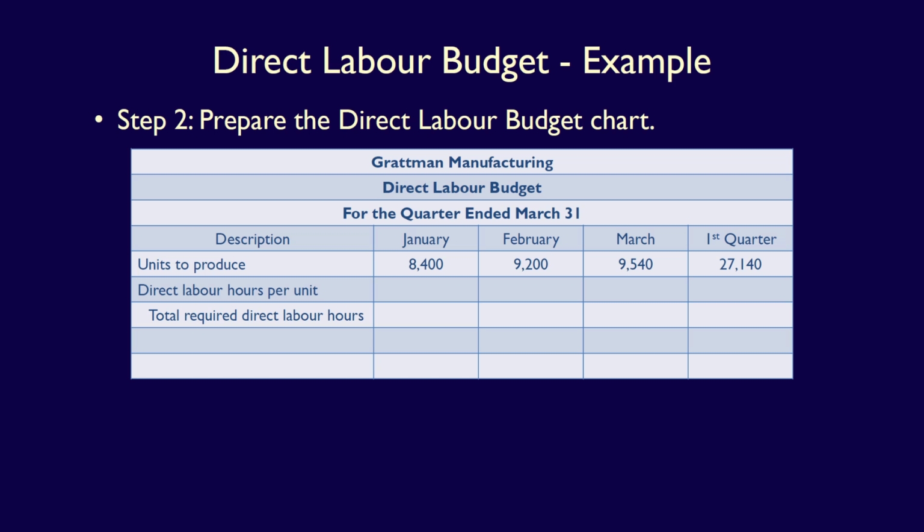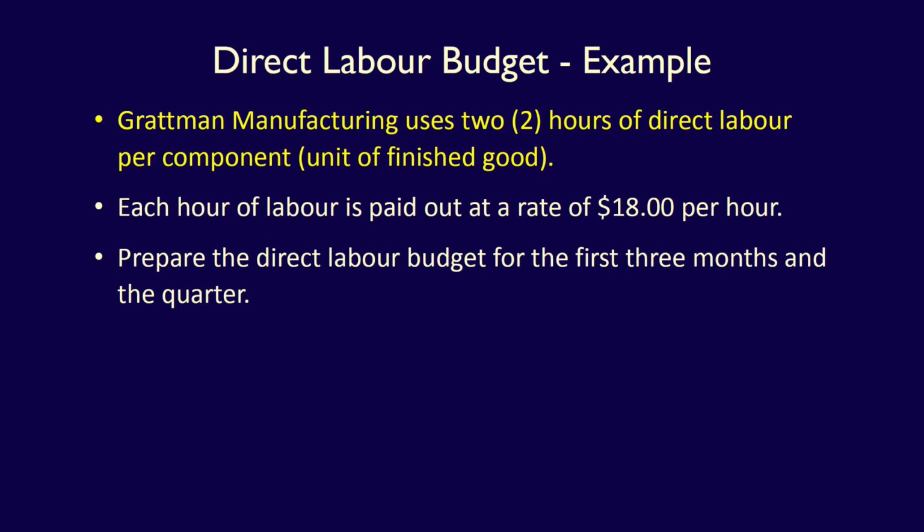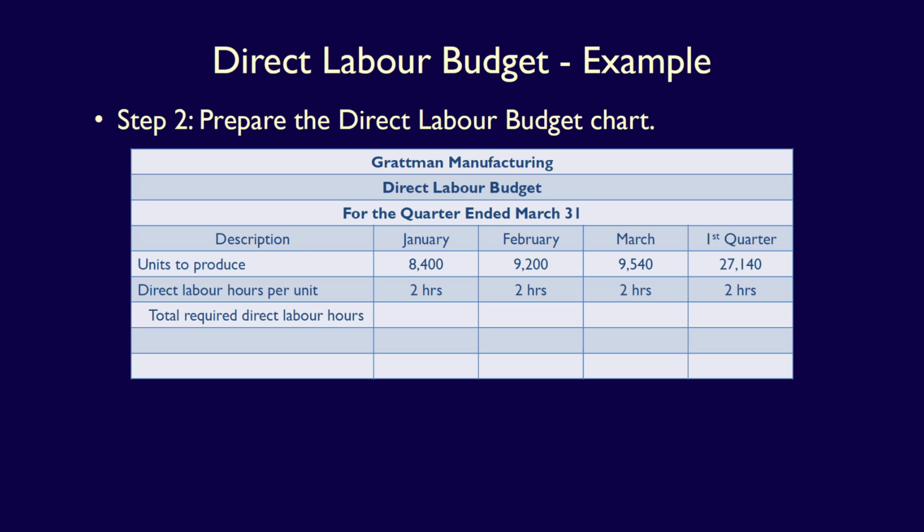The next row is the amount of direct labor hours we need per unit, and we get that information from the question. Each component produced requires 2 hours of direct labor, so we'll use that amount of direct labor hours in our chart in row 2, for every month and the first quarter. They all use the same amount, 2 hours. If we now multiply the units to produce by the direct labor hours per unit, we calculate the total required direct labor hours needed to produce our production needs.